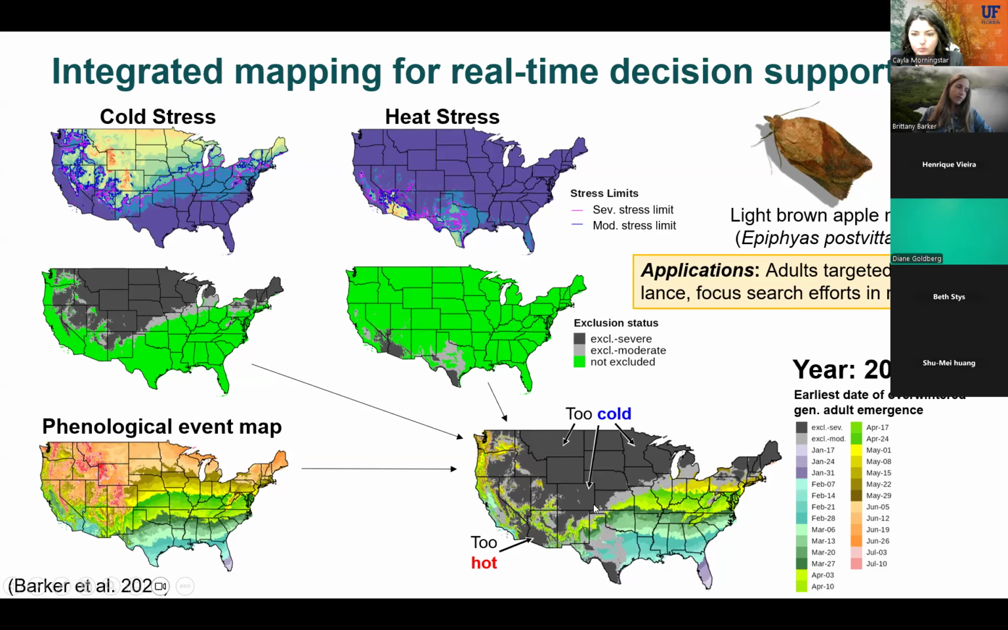So we have maps where you can just look at phenology, but you can also look at the integrated maps that have the climate suitability. These areas that are too cold, especially the dark gray, where there's severe cold stress or severe heat stress, are areas where the pest is unlikely to survive, at least based on the climate data for that year. I just didn't talk about it too much, but that's a unique thing about the US pest spatial models: we integrate the mapping of climate suitability and phenology.